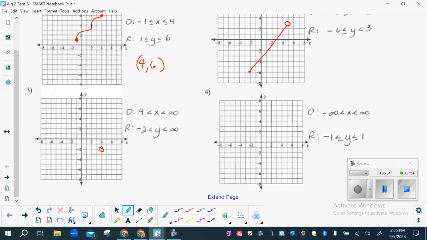What do you guys think about what people said? Yes, it has to go up. So if it goes up here, then that domain is going to go in the positive direction, and then the range is in the positive infinity direction.